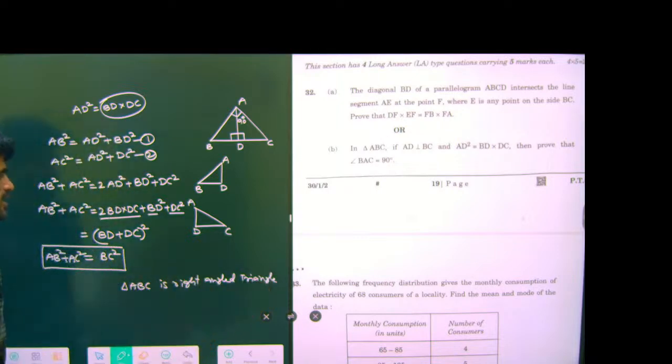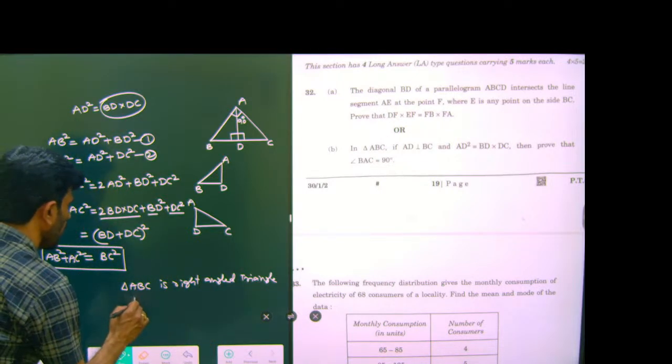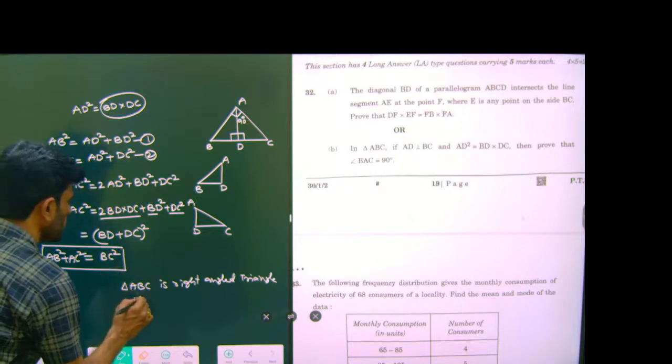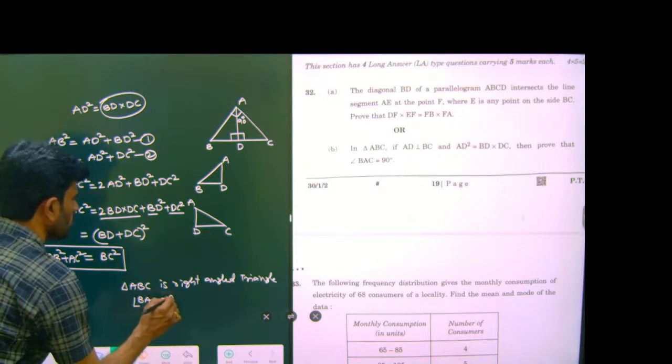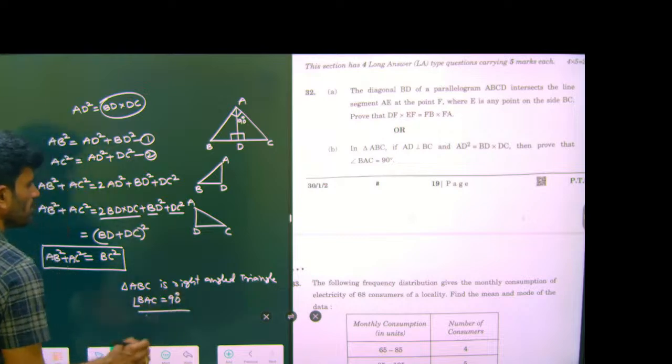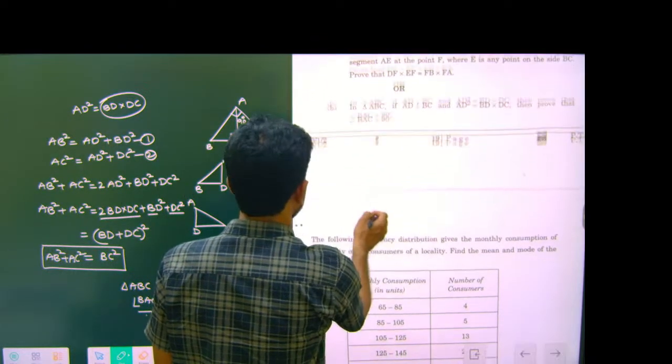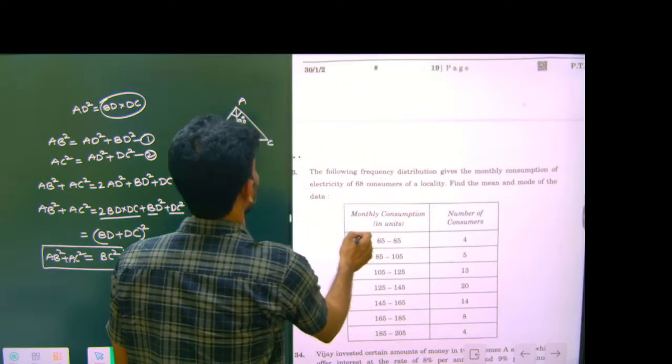Once you know it is a right angle triangle, then what? The angle opposite to BC, that is BAC, is 90 degrees. This is another way. Okay, that is about the first 5 marks question from geometry.